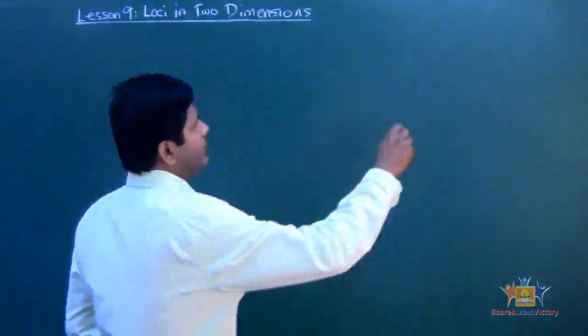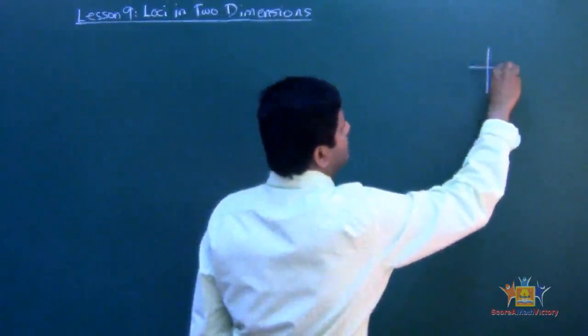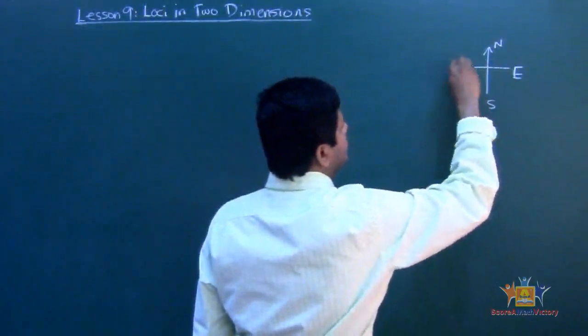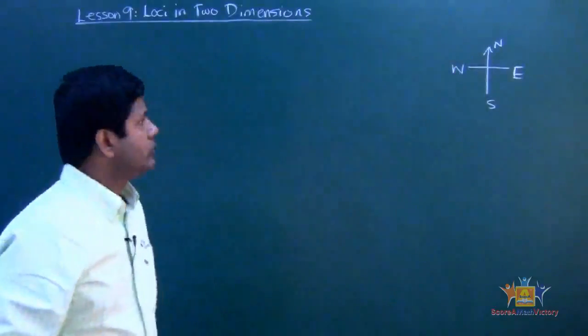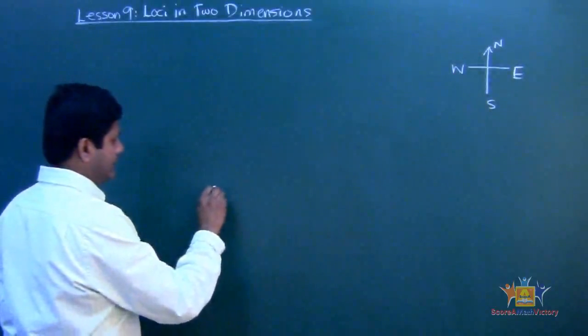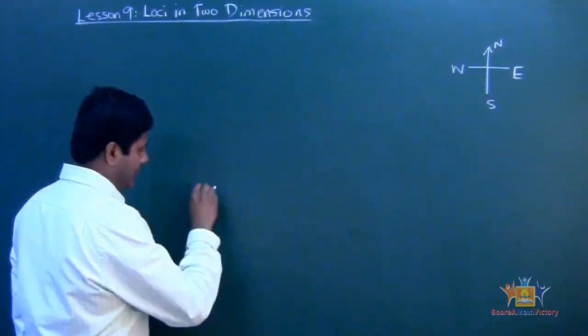So first let's put the compass. We know this is north, this is south, this is east, and this is west. Let's first position your house. Let's say this is your house. Let's say this is A.